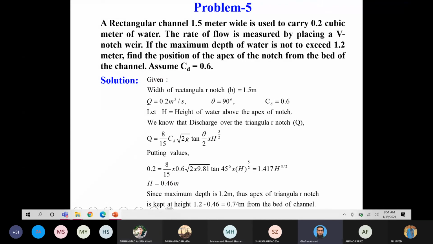A rectangular channel which is 1.5 meter wide is used to carry 0.2 cubic meter of water. The rate of the flow in this is measured by placing a V notch weir. If the maximum depth of the water is not to exceed 1.2 meters, find the position of apex of the notch on the bed of the channel. Okay, ye thoda sa, I mean, change problem hai. A rectangular channel 1.5 meter wide.